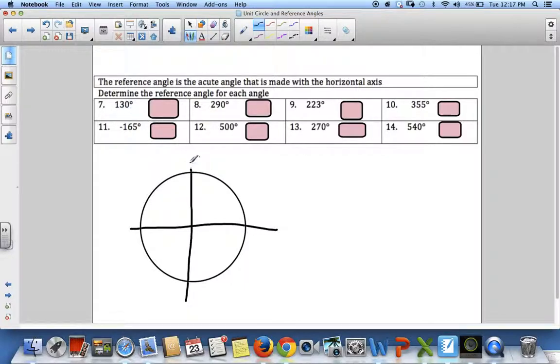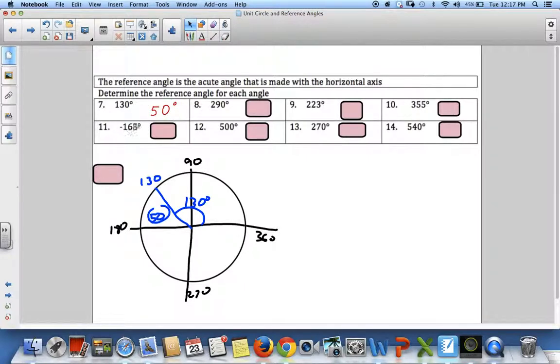That's going to be, this is 90, this is 180, 270, 360, and so on. So 130 is somewhere over here. So this technically here is 130. And then what's left over here is 180 minus 130, that's 50. So this answer here is going to be 50 degrees.